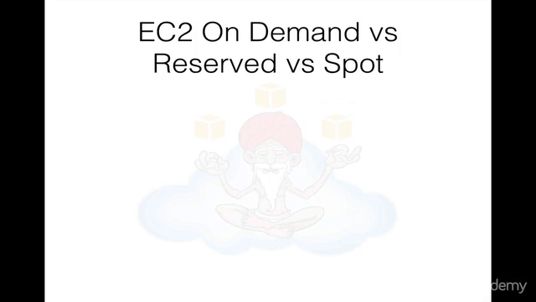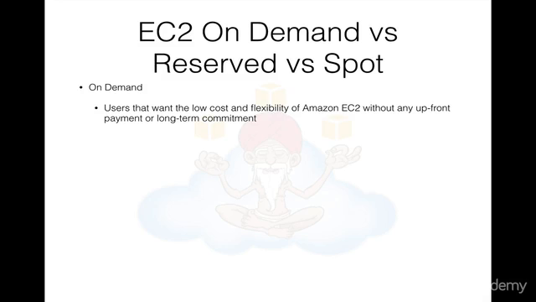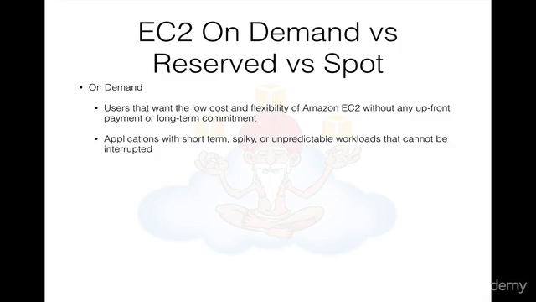So if we look at on demand versus reserved versus spot: on demand is just as it says on the tin, for users that want the low cost and flexibility of Amazon EC2 without any upfront payments or long-term commitments. So it's as and when you need it. This is suitable for applications with short-term, spiky or unpredictable workloads that cannot be interrupted.